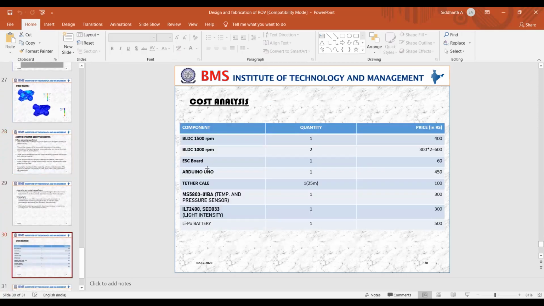Going ahead, we have the cost analysis. In the cost analysis, we considered various electronic parts of the project, and these are the costs which we get according to what we found online.